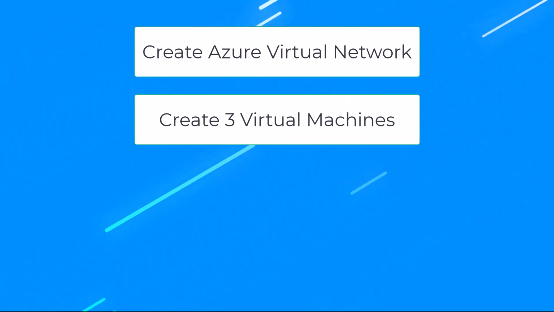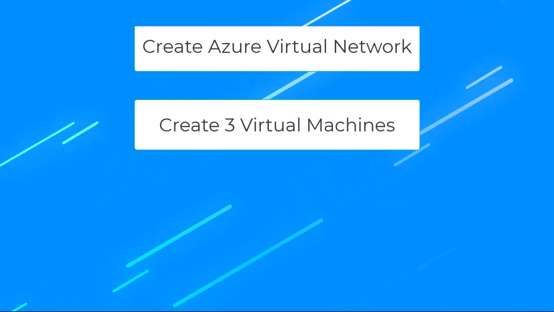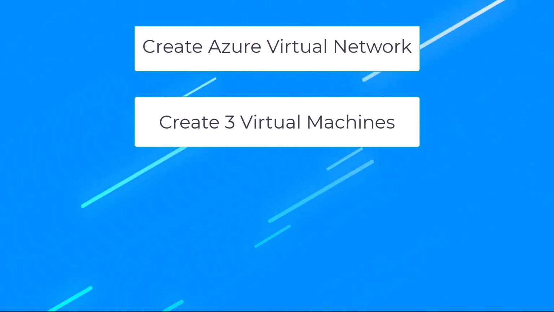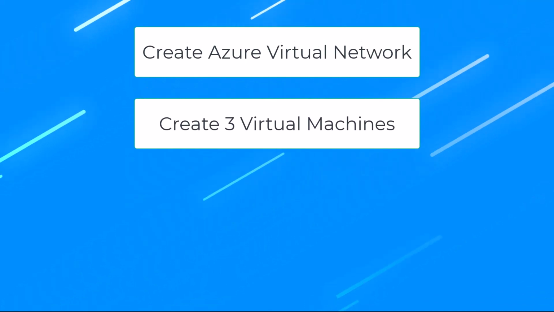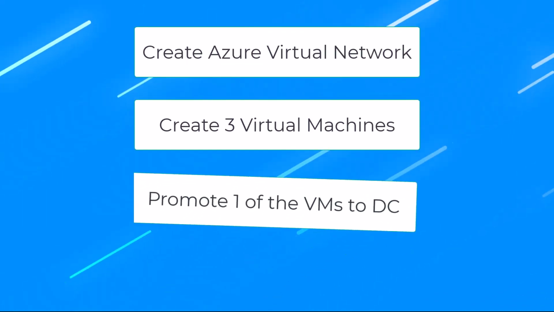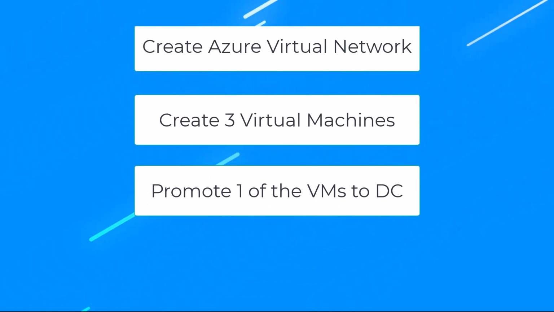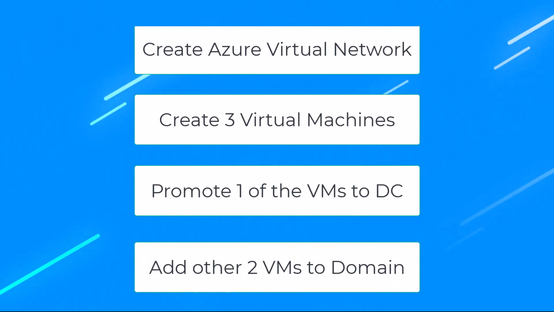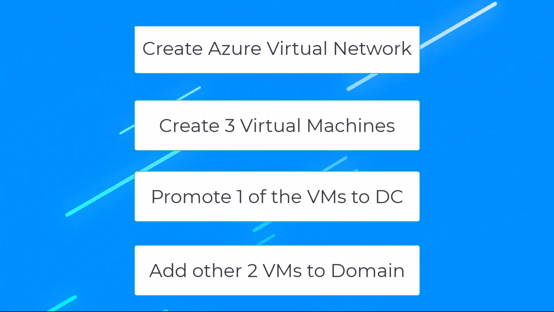To make the process of creating these virtual machines much quicker, we're going to use Azure CLI, also known as Azure Command Line Interface. This is a faster way to create resources in Azure instead of clicking through the Azure portal. We'll make the first VM the domain controller, and once the domain has been created, we'll add the other 2 VMs to the domain.